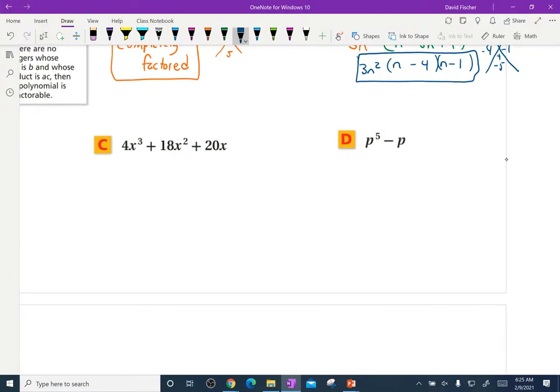Anything going across that I can take out? Well, yeah, I can at least take a 2 out. Can I take a 4 out? No, just a 2. So let's factor out a 2. Can I take any x's out? Yes, I can take at least one x. What is left? We got 2x squared plus 9x plus 10. Let's go and factor that now. I'll make my X over here. 2 times 10 is 20, so I need two numbers that multiply to 20, but add up to a 9.